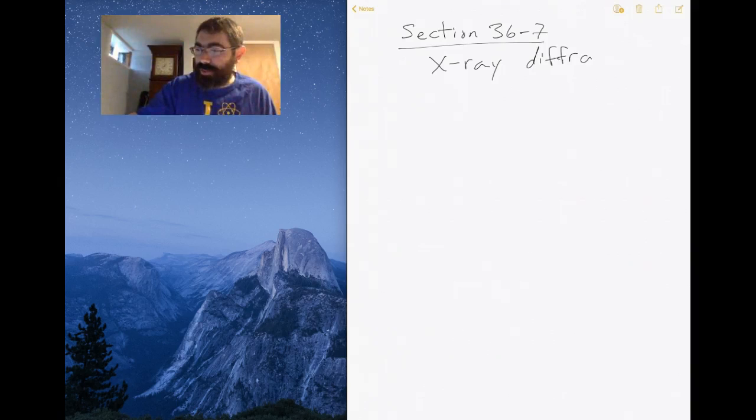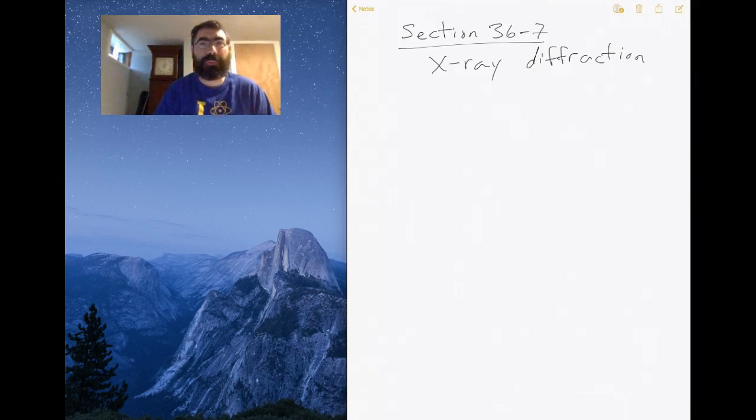So X-rays are part of the electromagnetic spectrum. They're at much higher energy than visible light or radio waves or microwaves. But just like those other light waves, X-rays should diffract when they go through a small opening.